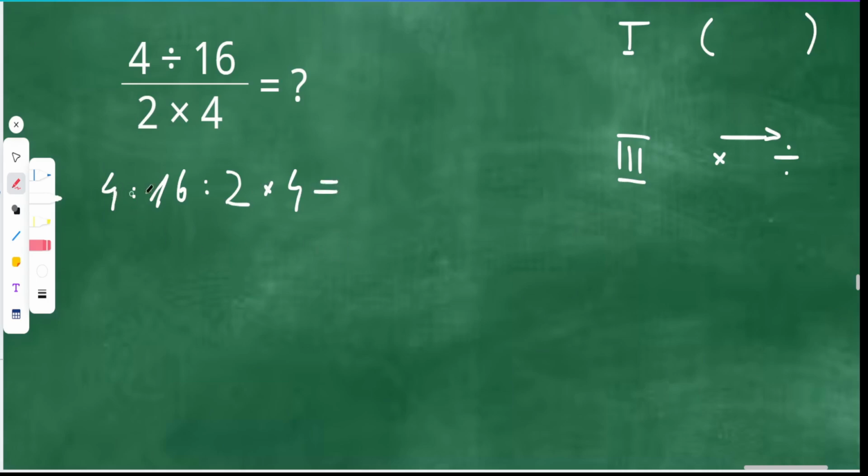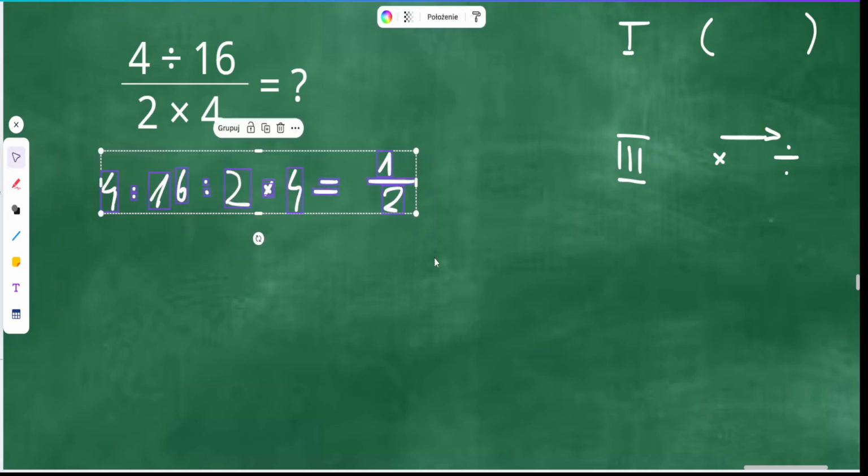4 divided by 16 is 1/4. 1/4 divided by 2 is 1/8. And 1/8 multiplied by 4 is 1/2, and the operation performed in this way will unfortunately give a bad result. I warn you right away that this is an error. Why did I mention earlier that there are brackets here?